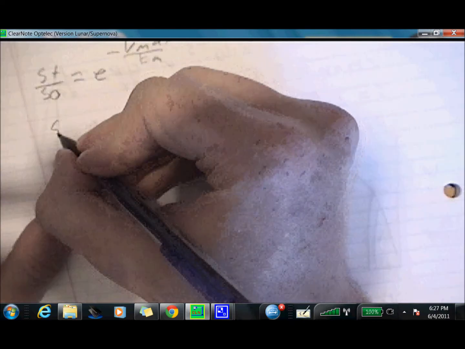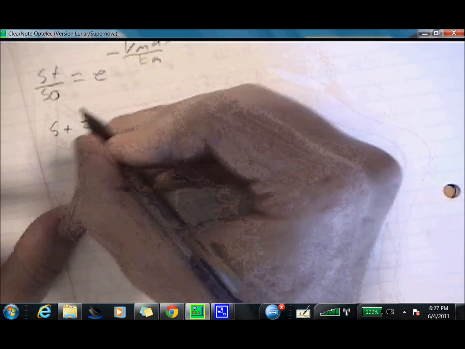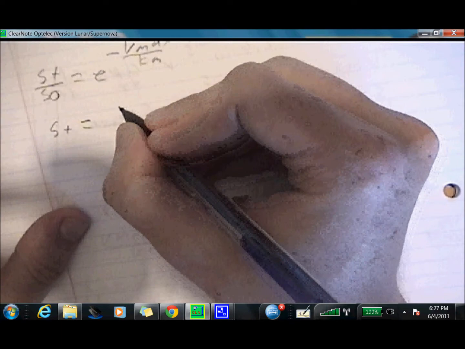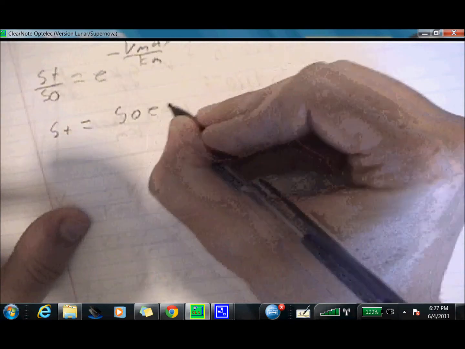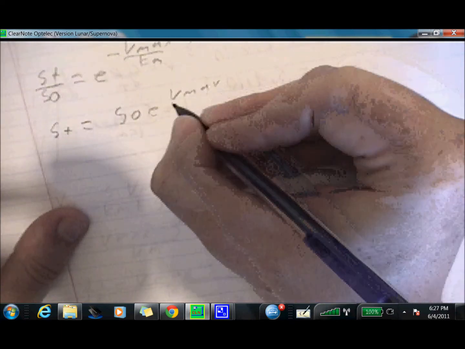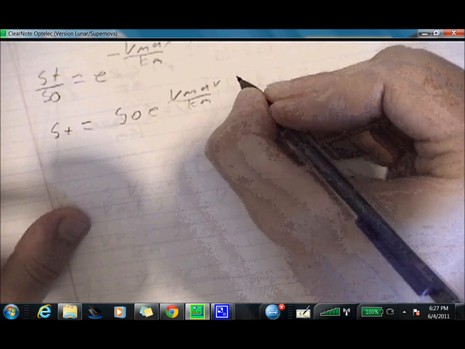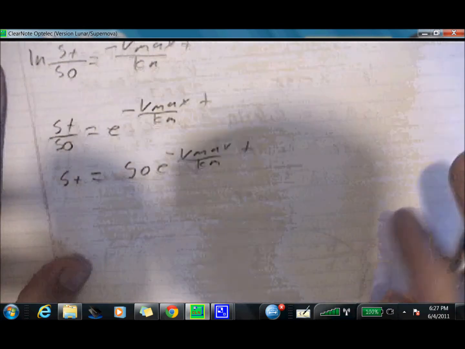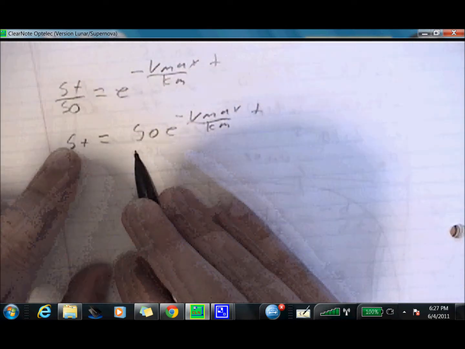And now we're going to get St equals, I'm multiplying both sides by S0, e to the negative Vmax over Km t. So this is the integrated equation.